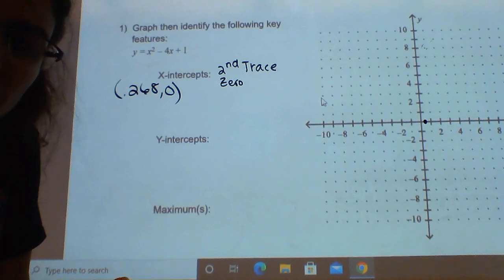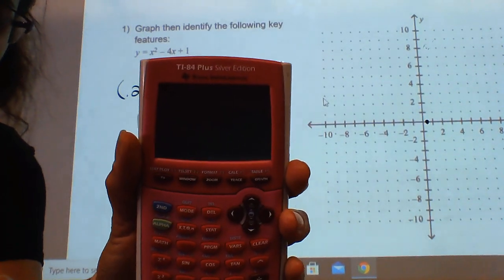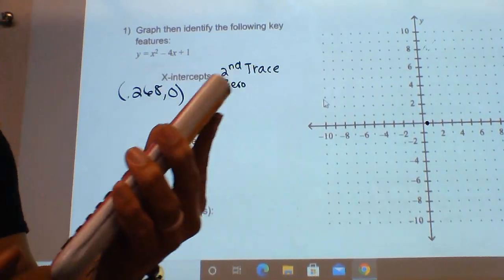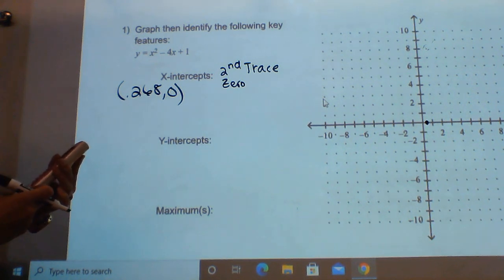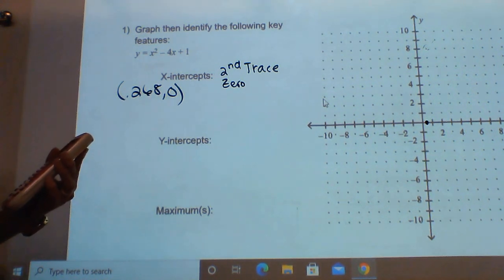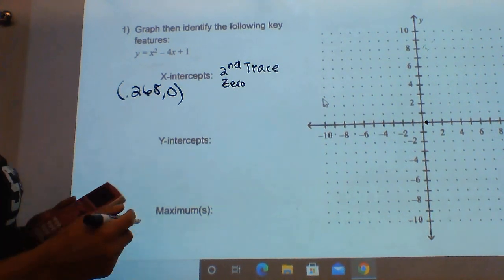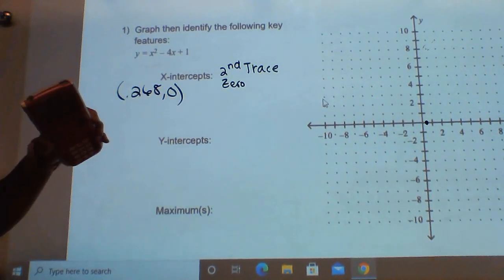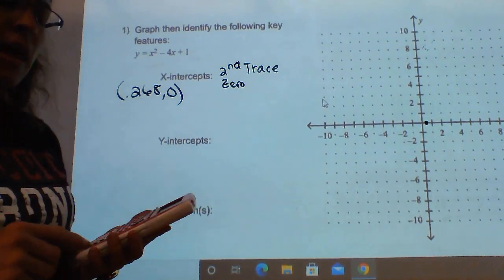And then it's going to ask something for a left bound and a right bound. So for your left bound, you have to be, in this case, above the x-axis, and then you hit enter. And then go back down below, hit enter again, hit enter a third time, and you'll get this. When you do this for your other x-intercept, you'll have to start below because you're starting to the left.